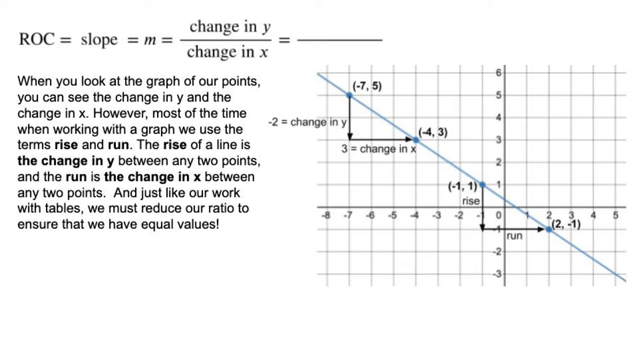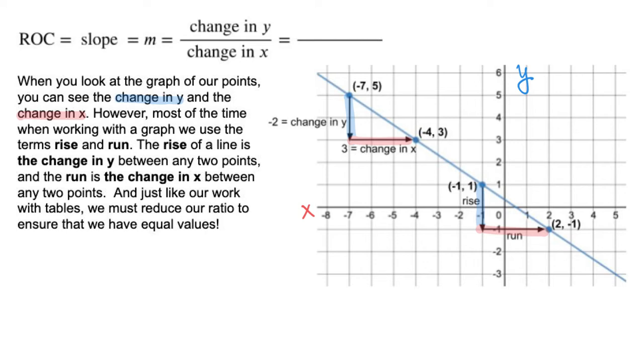So this is the middle of your page, and this line right here, these are the points that are plotted from your table. These are the exact points from your table. And when you look at the graph of our points, you can see the change in y and the change in x. However, most of the time when working with the graph, we use the terms rise over run. So our change in y is our change in y values, which is along our y-axis here. You can label that on either side. You can see that we use these terms interchangeably.